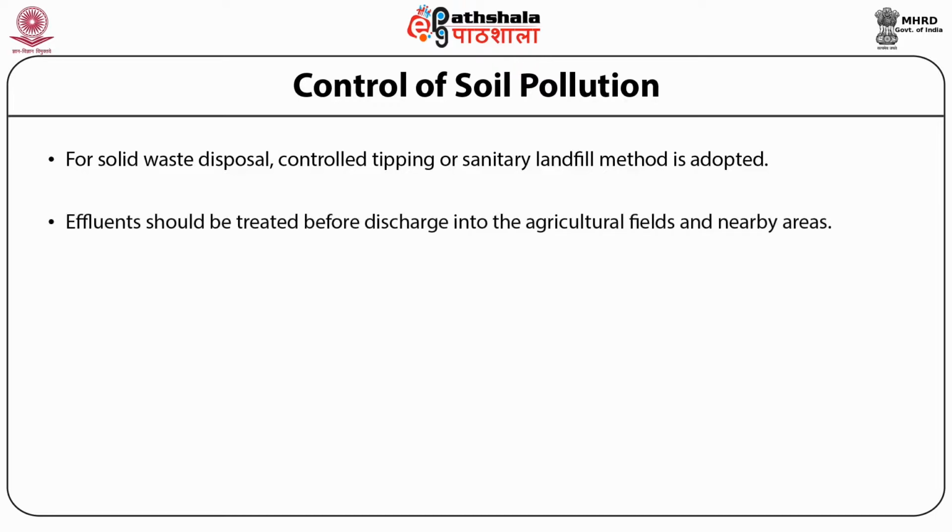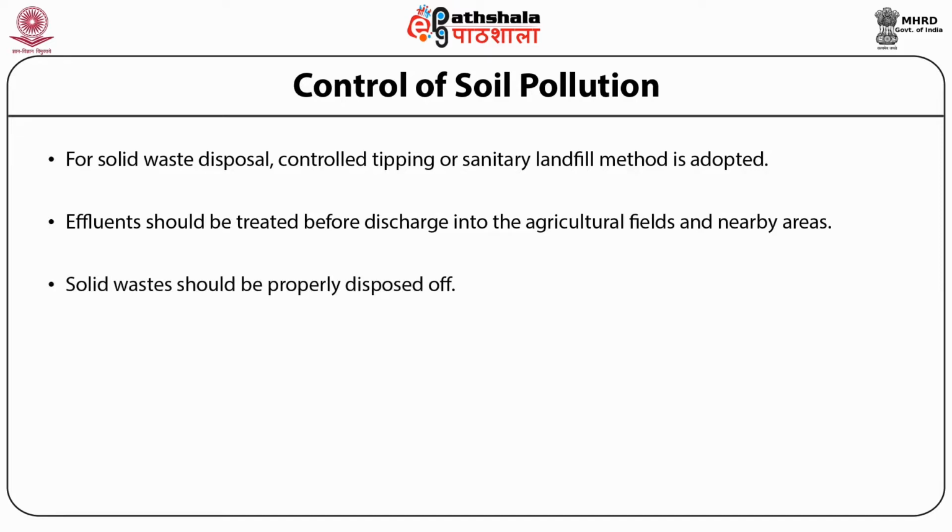Effluents also can be treated before discharge into the agriculture fields and nearby areas. You must have read in the newspapers that industrial waste is reducing soil fertility and the crops of those particular areas are getting damaged. So the treatment is that if we treat that effluent and then leave that to agriculture fields, it will become fertilizer rather than adding to our woes.